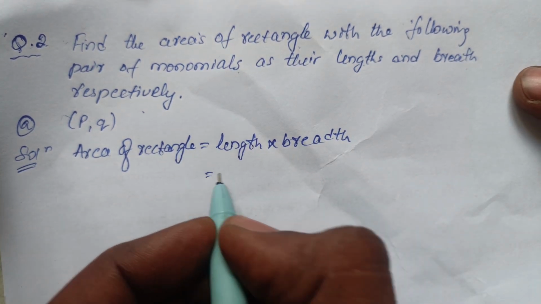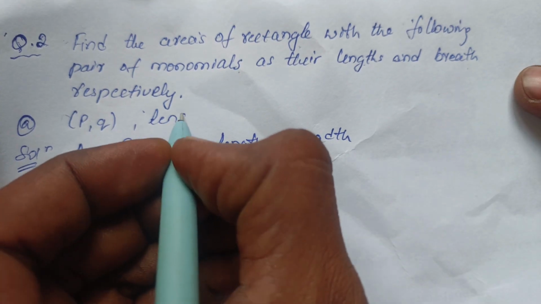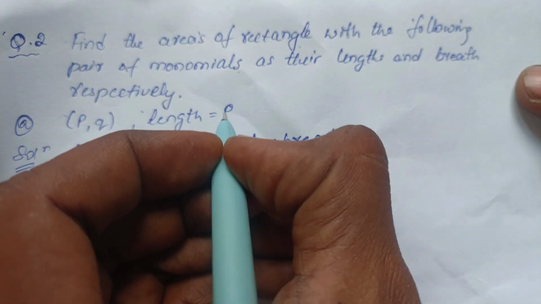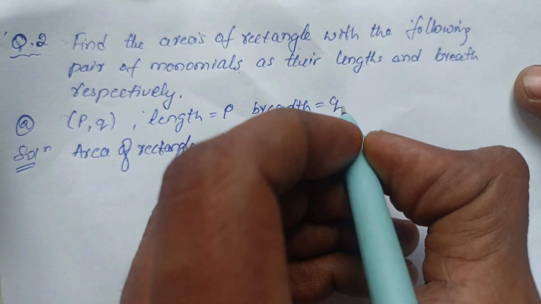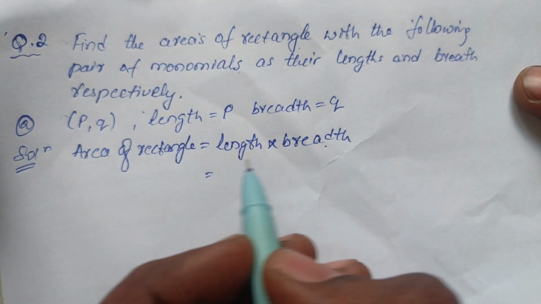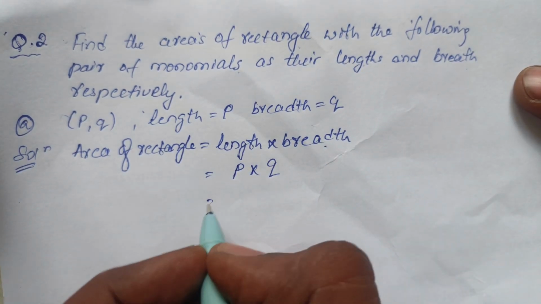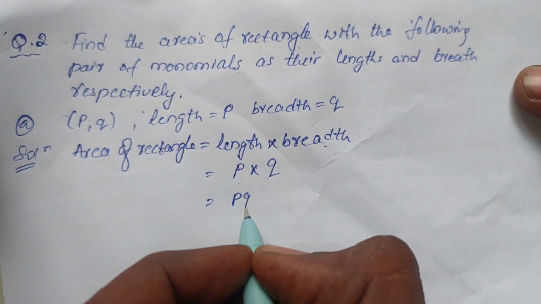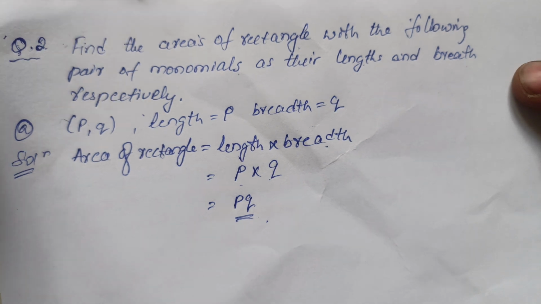From the given monomials, we know that length is equal to p, breadth is equal to q. So let's substitute here. Length is what? p, and breadth is what? q. When we multiply p into q, it will become pq. So this is the answer for the first part.